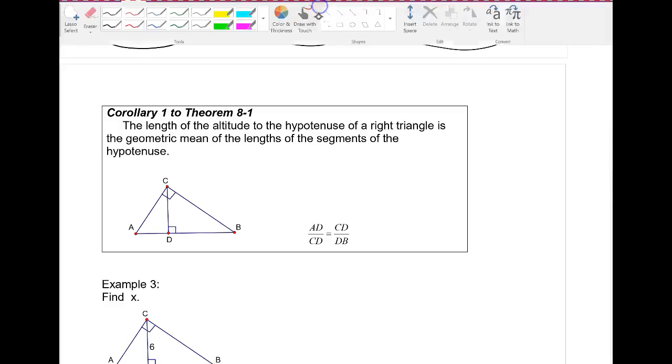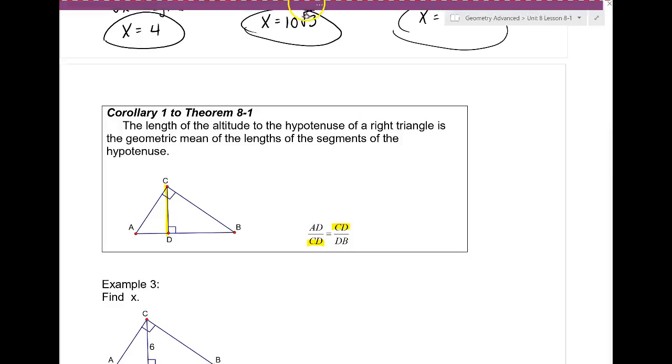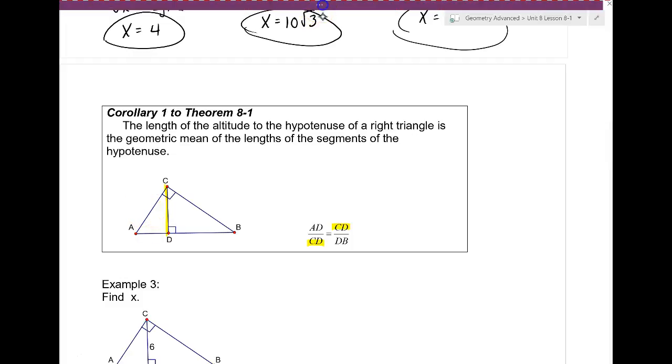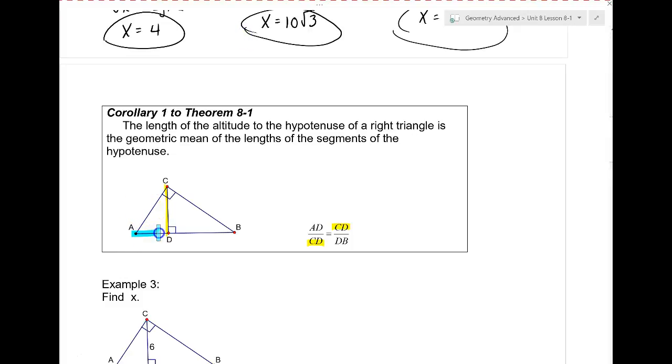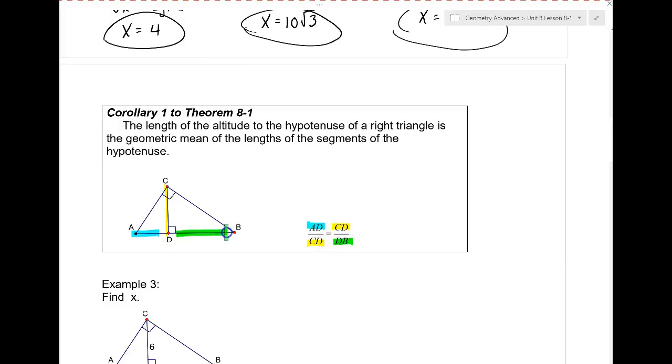Basically, I'm telling you that this segment right here is a geometric mean. And this is where the proportion you're supposed to understand comes from. Because they're saying the following. Segment AD, actually let's use a different color highlighter there. Segment AD is to segment CD, segment CD is to DB. So it's those three line segments. Basically, I'm supposed to be able to write a proportion from it.